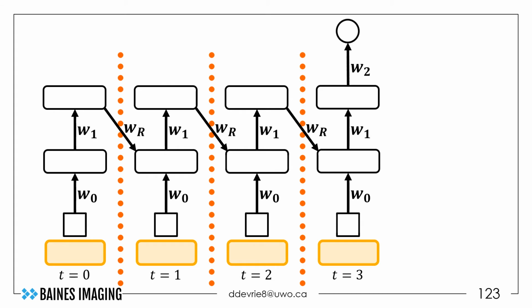And what this allows us to see is that a lot of our parameters are actually repeated. So we can see W sub 0 is repeated for each input. W sub 1 is repeated between each of our hidden layers within each time step. W sub R is repeated across every time step for that recurrent connection. And then we have W2 represented only once, when it goes up towards that output.